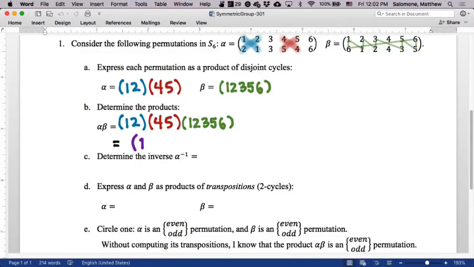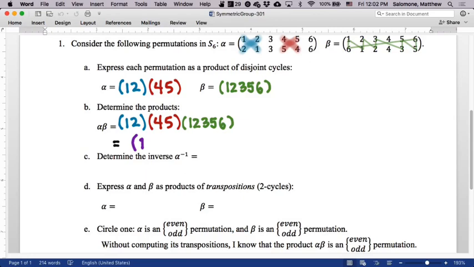So I gave you a couple of permutations in their stack notations to look at. You wrote them as products of disjoint cycles. That process seemed relatively straightforward. You just have to sort of follow where each of these elements goes in the line. And then where it gets fun is finding the products.